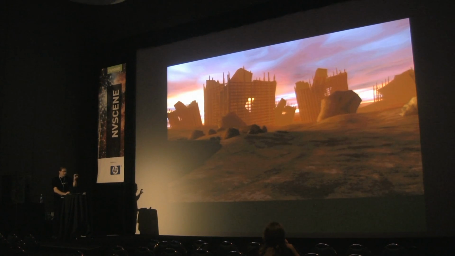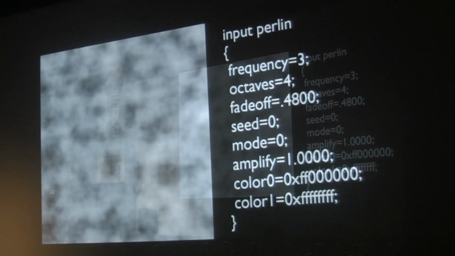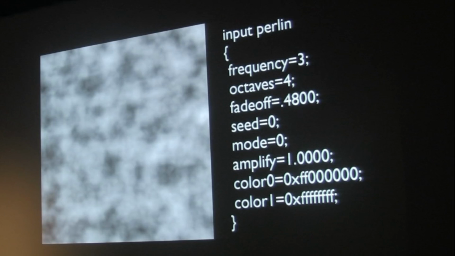What do I mean if I say procedural? A very simple procedural thing might be like this. I have this Perlin noise function, and instead of storing the image of the Perlin noise, I store the program that is needed to create the Perlin noise. And you see all these parameters are a lot less data than the Perlin noise itself.